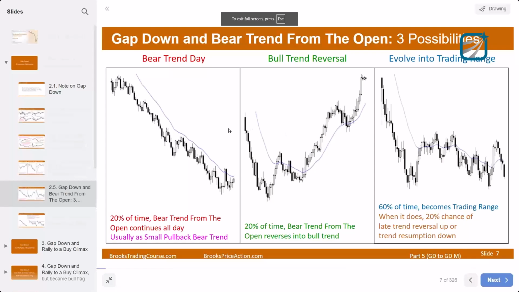Today's going to be a gap down and a bear trend from the open. Here we had a small range and then very strong spikes. Very difficult for bulls to make any money. Here just a sell climax. Bulls not up in the morning until they had a wedge. Same here, spike, pause, spike, pause.